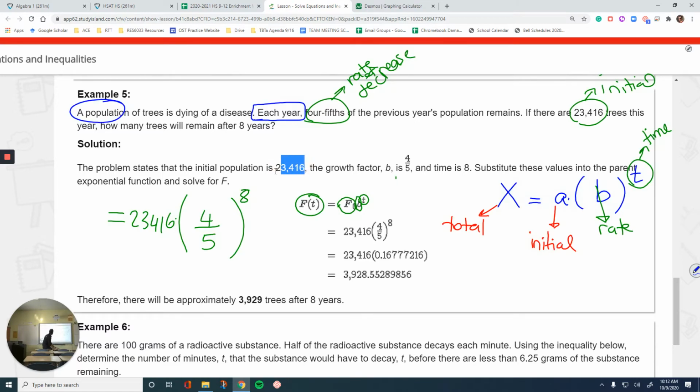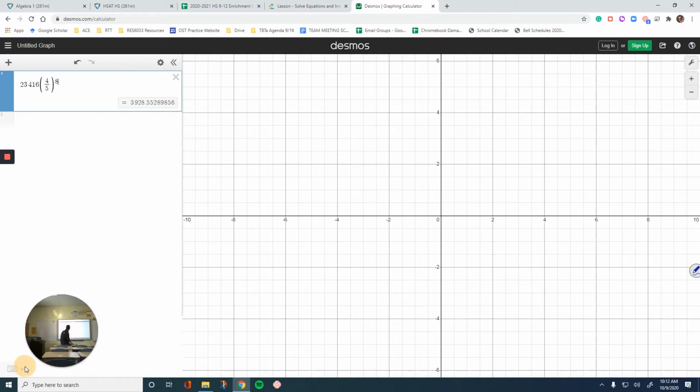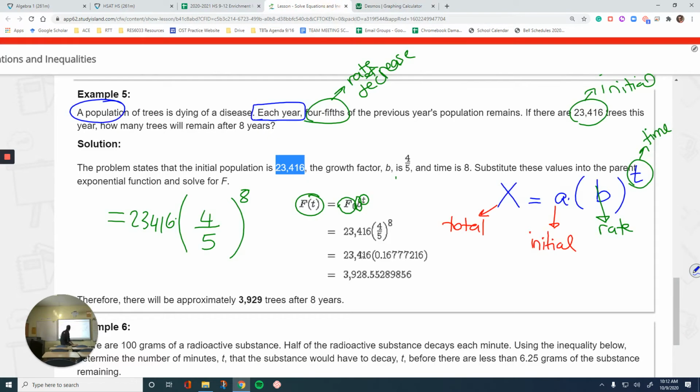So I will type the same thing. 2, 3, 4, 1, 6. And then I need a set of parentheses. Inside of this, I need 4/5. And then the year was 8. You can use your keyboard, or you can use the keyboard option on Desmos for this, right here on the lower left corner. That's our answer, 3928.55.